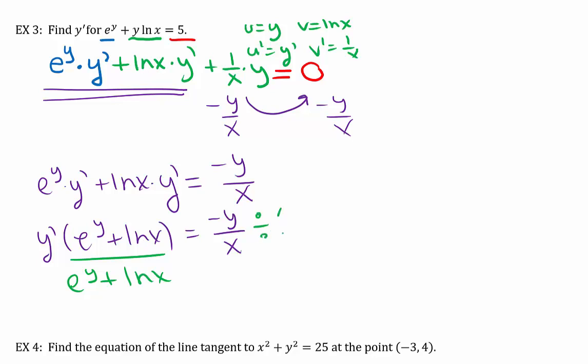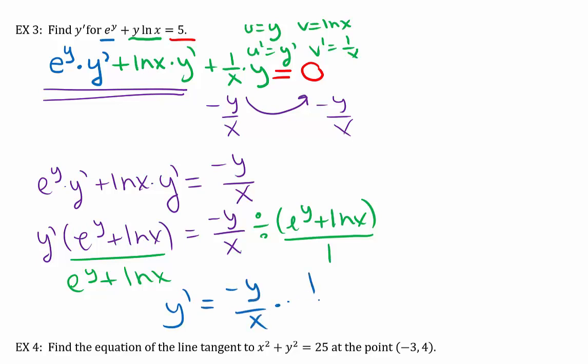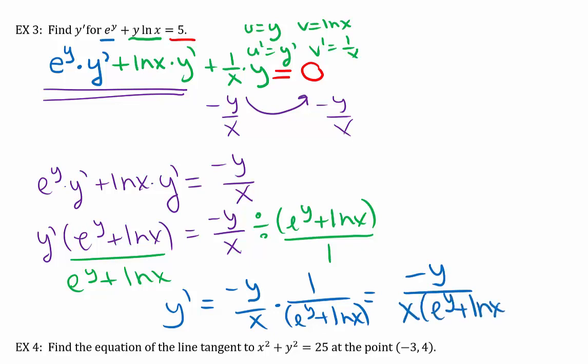And then to solve for y prime, I am going to divide both sides by this e to the y plus ln x. If you're dividing and you have fractions, you can always multiply by the reciprocal. So that's going to give me y prime equals negative y over x times 1 over e to the y plus ln x, or negative y over x times (e to the y plus ln x).